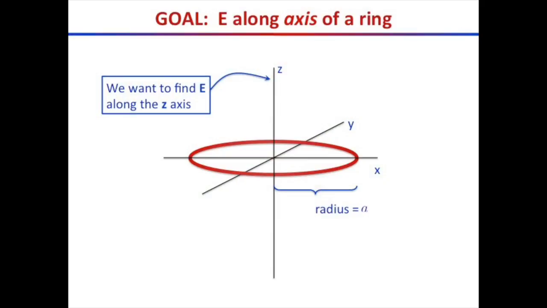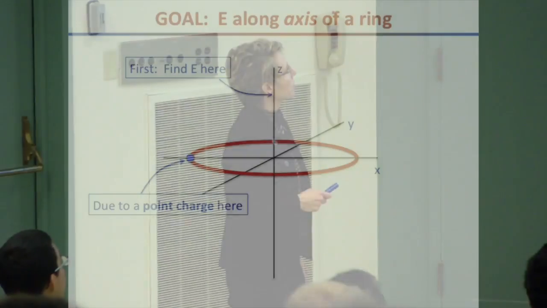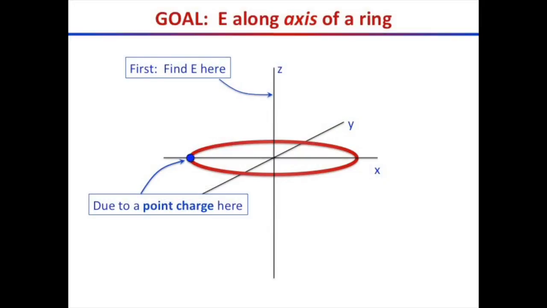I'm going to look at the electric field along the z-axis. So along that high symmetry point, we want to find that electric field. The first thing that I do is break up the ring into a bunch of little point charges and see what that looks like. So I want the electric field here. First find it here due to a point charge here.